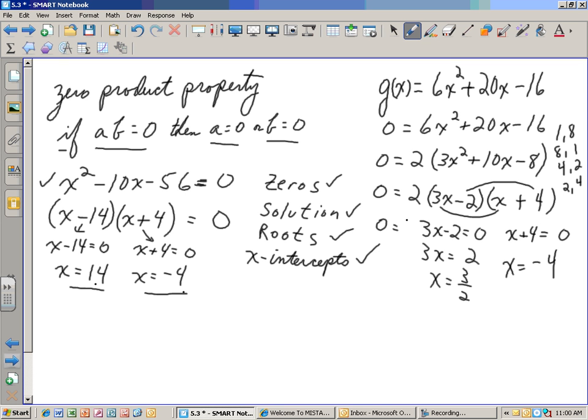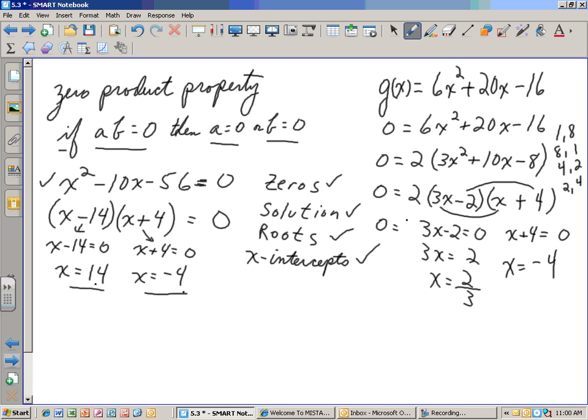Should it be 2/3? 2/3, oh, I put 3 halves. Thank you, Adrian. 2 divided by 3. So x could equal 2/3, x could equal -4. That's 2 places where it crosses the x-axis. The 2 on the outside, in this case, doesn't matter. 2 cannot equal 0.